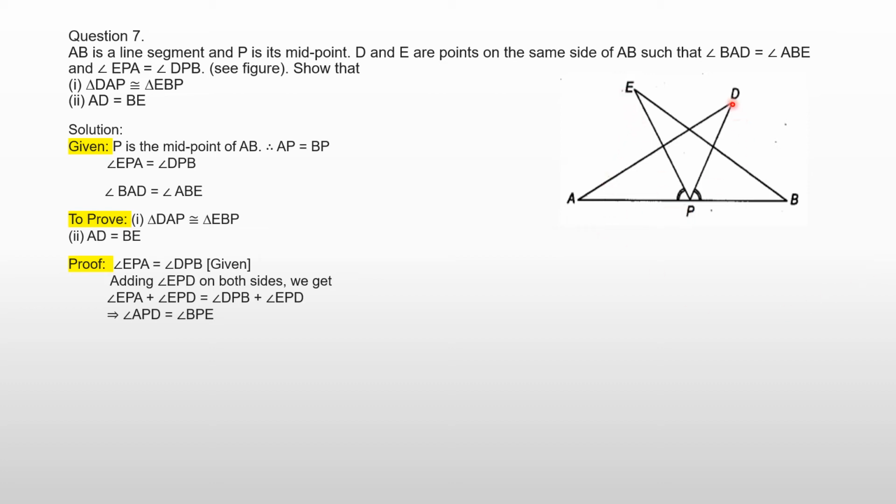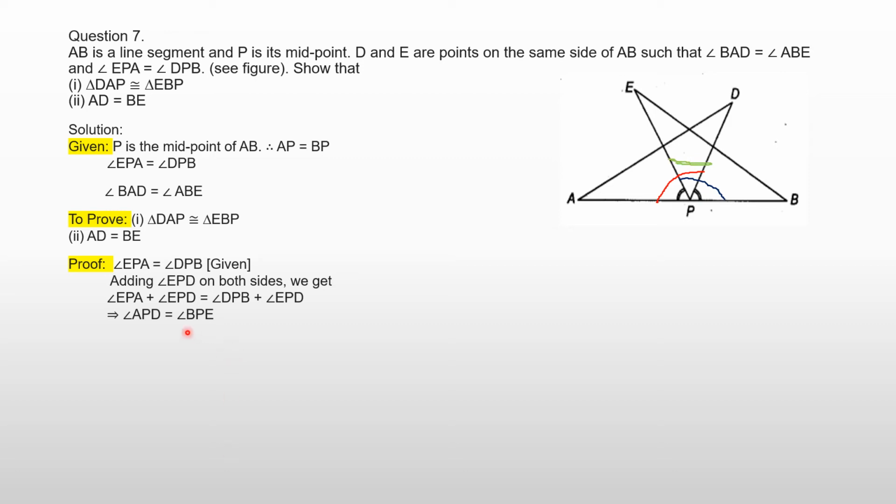EPA is equal to DPB. Okay, but when we need to prove that, for DAP we need this complete angle, same as the previous question. What we need? We need this complete angle. For the other one also, what do we need? We need this complete angle. So what is the additional one? What is the additional one? This angle. So we are adding it in both.